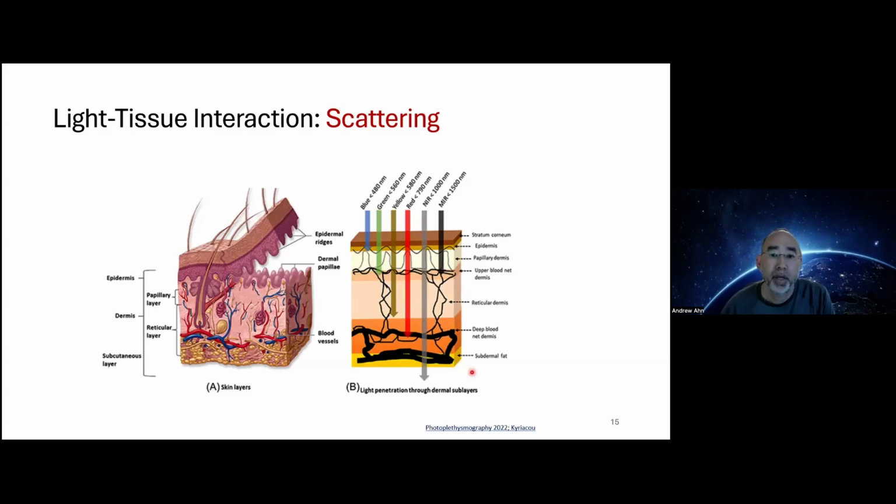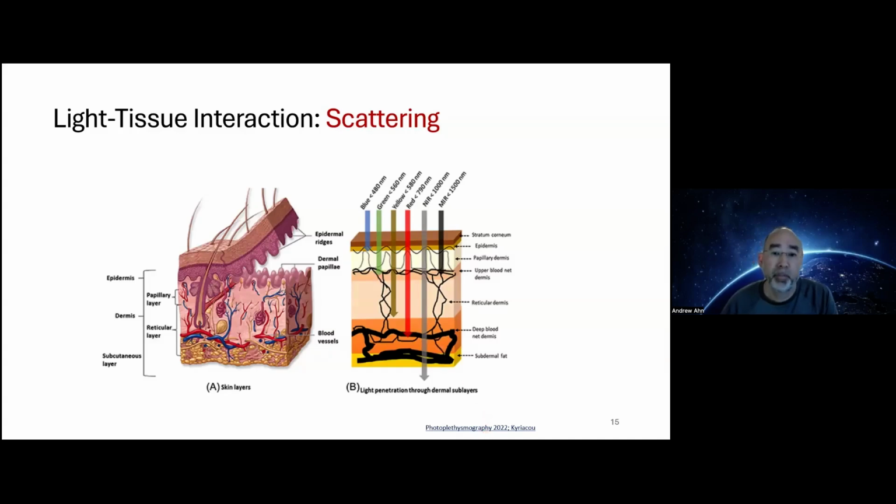In contrast, longer wavelength light, like red, can penetrate much deeper into the dermis, reaching the arterioles where deeper physiological measurements can be obtained. And green light falls somewhere in between. It penetrates to the upper dermis where the capillaries are located.